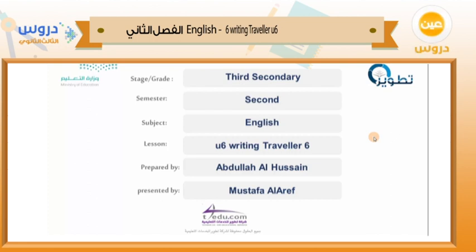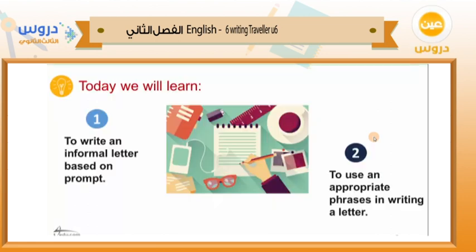Today we're still in unit 6, and our lesson today is only writing, all taken from your book Traveller unit 6. We have two objectives, both related to writing. Number one, we're going to write an informal letter based on a prompt, which is a little bit formal and informal at the same time, based on some information, a table, or a rubric. Two, we're going to use some appropriate phrases in writing a letter. We're going to learn some new words that can help us write comprehensive and coherent writing.